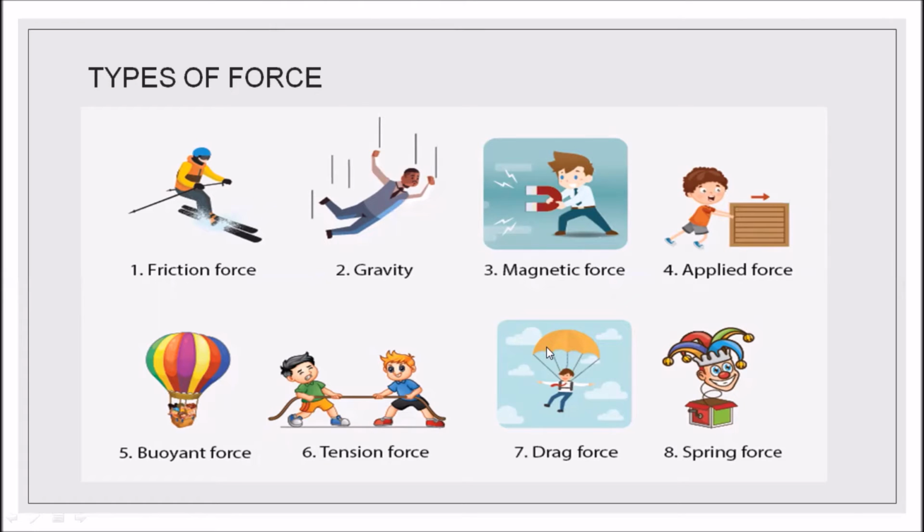A boat flowing in water experiences drag force. An umbrella, that is a parachute, coming down is due to the resistance of the air, which is called drag force. And there is the spring force. There are many types of force. But in this session, you will learn about friction, gravity, magnetic and applied.